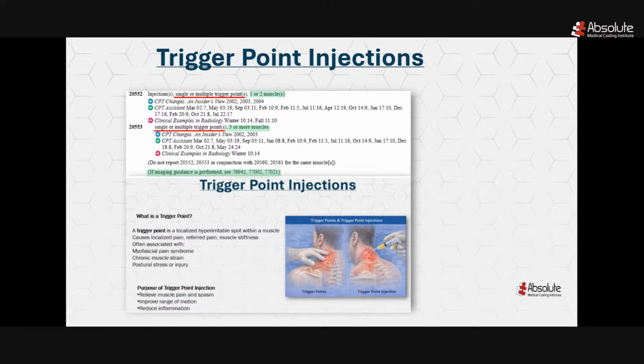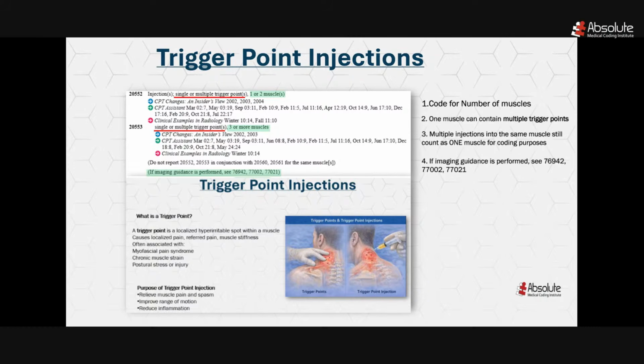So while coding the trigger points, we have only two codes under trigger point injection. And while coding these injections, you have to keep in mind these important coding guidelines. First, trigger point codes are selected based on the number of muscles treated and not based on the number of injections. And second, remember, one muscle can contain multiple trigger points. Third point, even if the provider performs multiple injections into the same muscle, it is still considered as one muscle for coding purposes. All right.